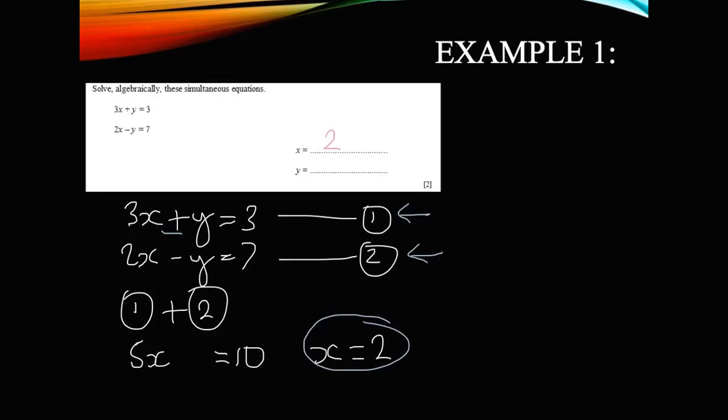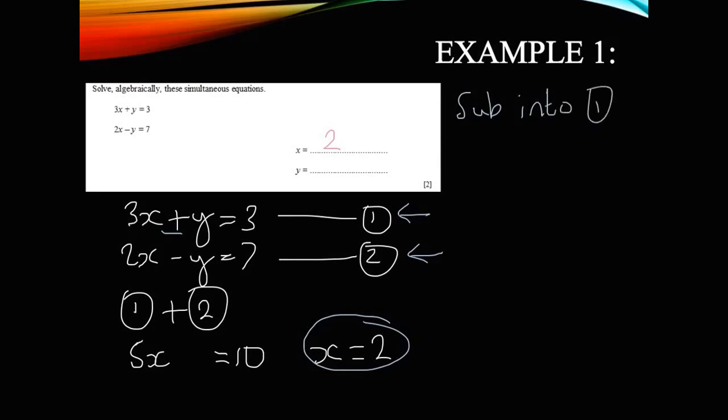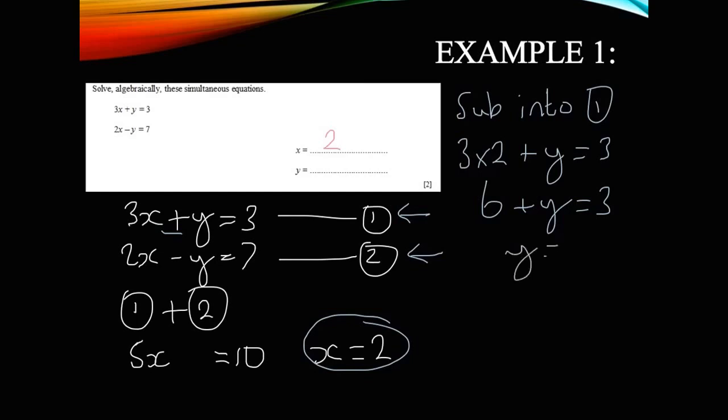Substituting back into 1 then, so I'm going to sub into equation 1. I've now got 3 multiplied by 2 instead of x, plus y equals 3. That means 6 plus y is 3. 6 plus something is 3. Well, y has got to be minus 3. So I've now got my y value as well, which I can write in for my answer.